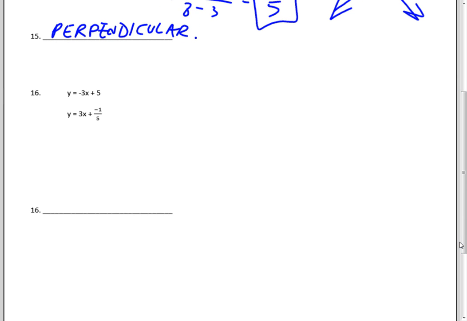What are the two slopes that I should be focused on? Are the slopes 5 and negative 1/5? No. Slope, negative 3 and 3. They're not negative reciprocals of each other. Are they equal? What goes here?